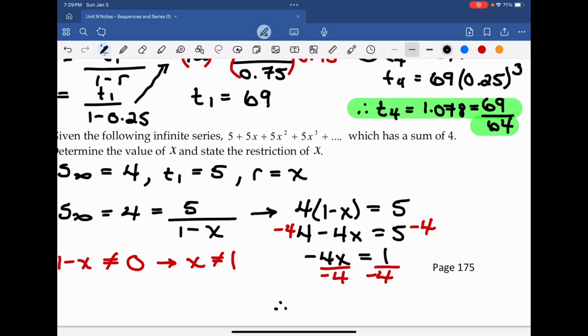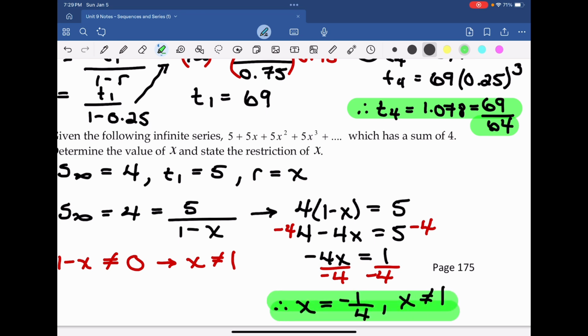We get that, therefore, x is equal to negative 1/4, where x cannot be equal to positive 1. Now, in this situation, it's not going to be equal to positive 1 because we got a specific value of negative 1/4. But just in case, let's say the x turned out to be 1, then by our restriction, it would be impossible and there'd be no solutions such that this series would add to a sum of 4. But for this situation, we do have an x value that would allow us to get a sum of 4 if we plugged it in.